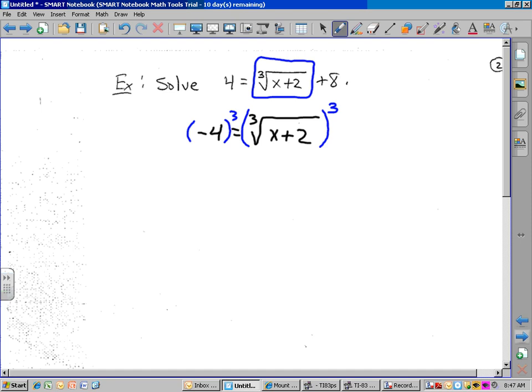So on the left side, negative 4 cubed is negative 64. And the cube cancels out the cubed root, so all we have left is x plus 2. We subtract the 2, we get negative 66 equals x.